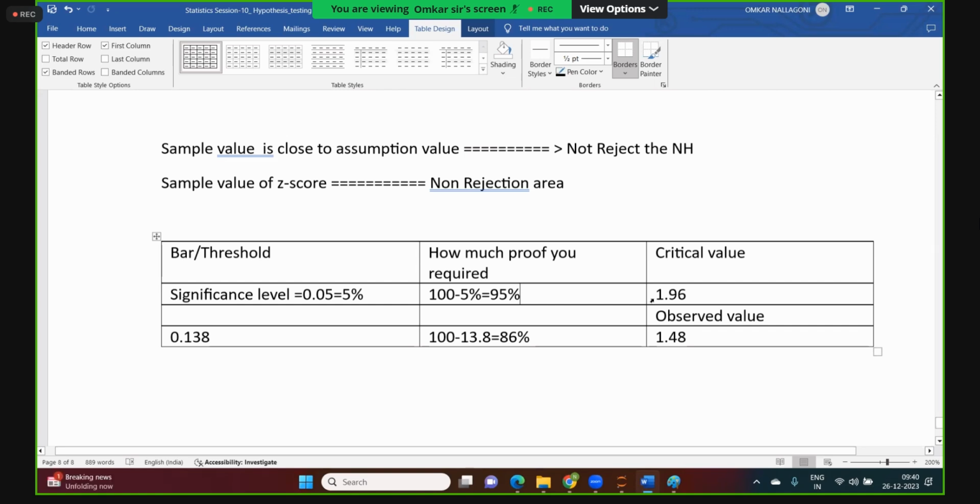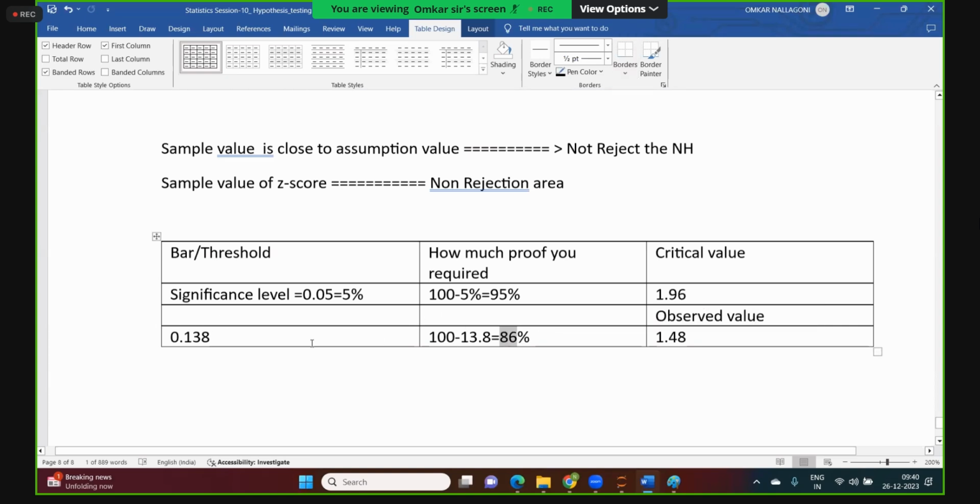Now we'll do the reverse engineering. What is reverse engineering? The Z score is giving 1.48. 1.48 means from the Z table, how much is that value? 0.138. That means how much? 86%. Till now I did not mention the title.